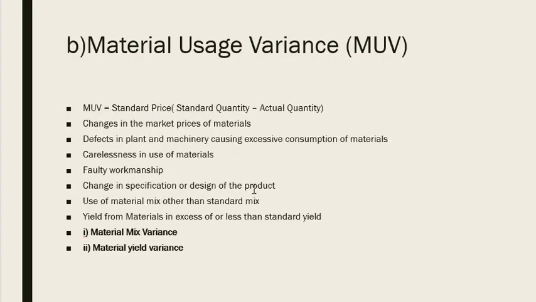The formula for material usage variance is standard price into standard quantity minus actual quantity. The previous formula we discussed is material price.